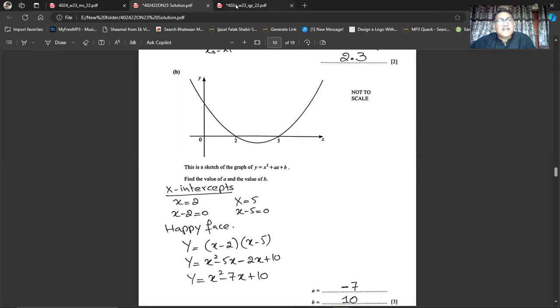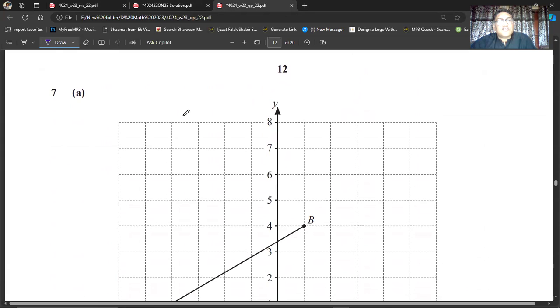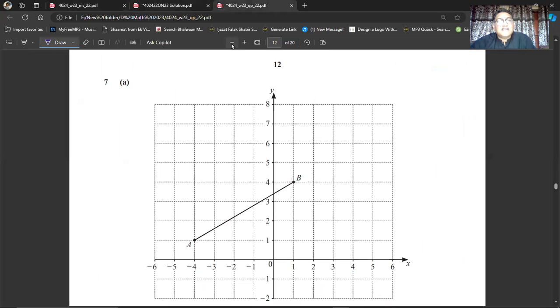This is how it is done. This was a 3 marks question. Now we are going to the next question, and that is question number 7, and it's A part.